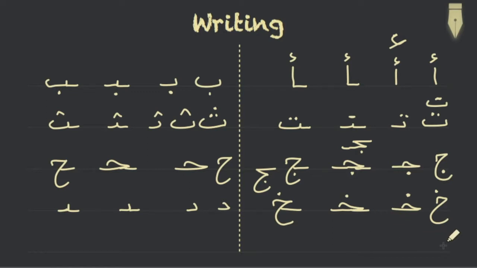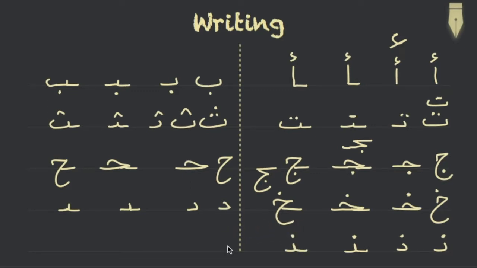For the dhal, it's exactly the same as the dal, but we put a dot above it. So this is the initial form. This is the medial form. And this is the final form.